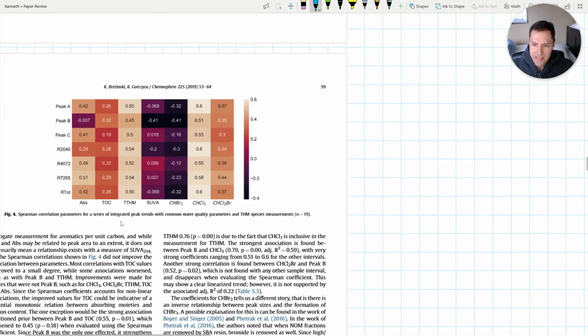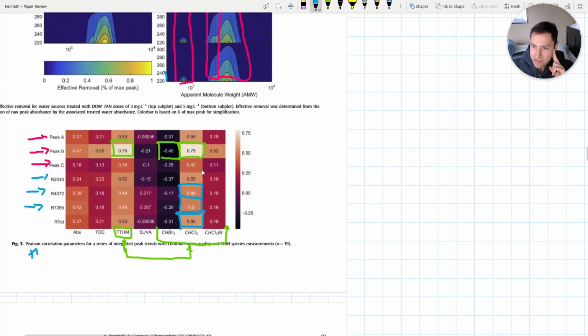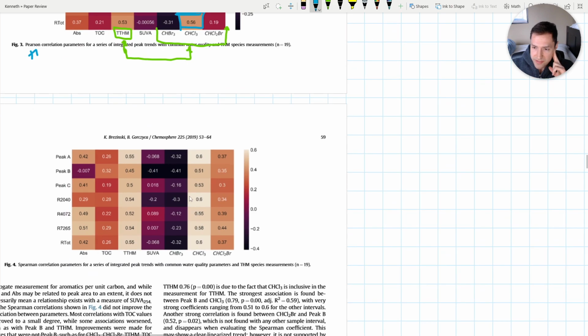So when we were looking at the Spearman, actually, come to think of it, the results kind of got worse. So we do see values of 0.6. Again, nothing too much here.